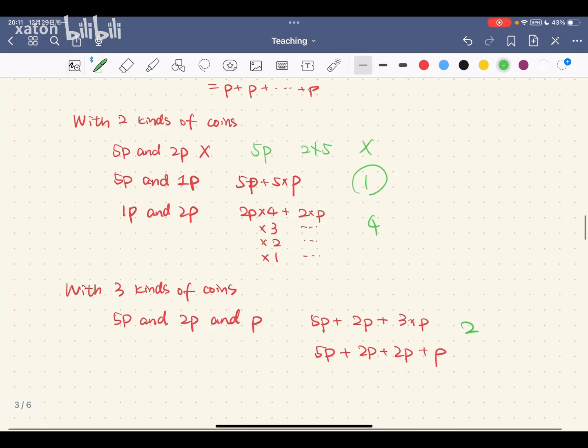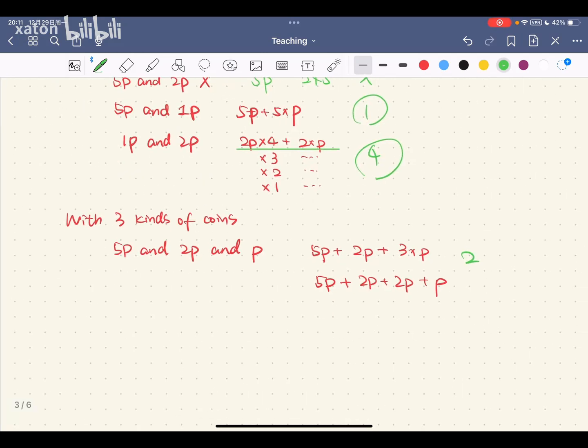About 5 pence and 2 pence, I read it like this. So I just basically count the number of 2 pences. There can be 4 2-pences, 3 2-pences, 2 2-pences, 1 2-pence, in total 4 ways.